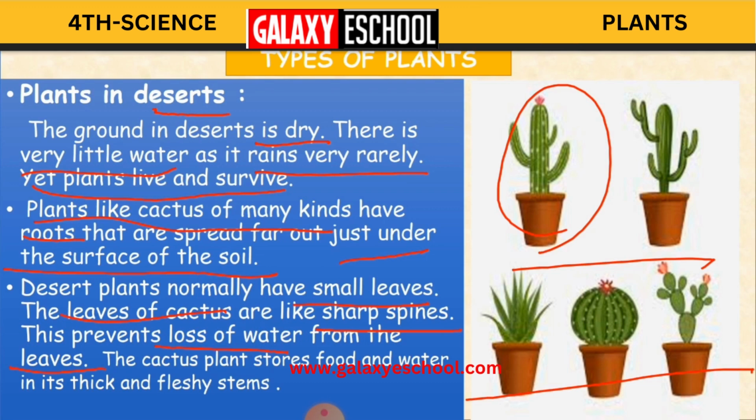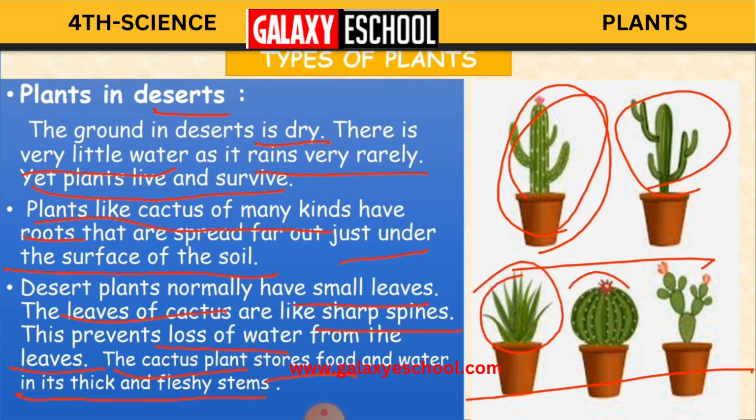The cactus plant stores food and water in its thick and fleshy stems. Then where do the plants store their food, children? They are going to store the food and water in their thick and fleshy stems. See, these are all stems of the desert plants, and they store the food and water, and the stems are very thick and fleshy. Okay, clear, children?